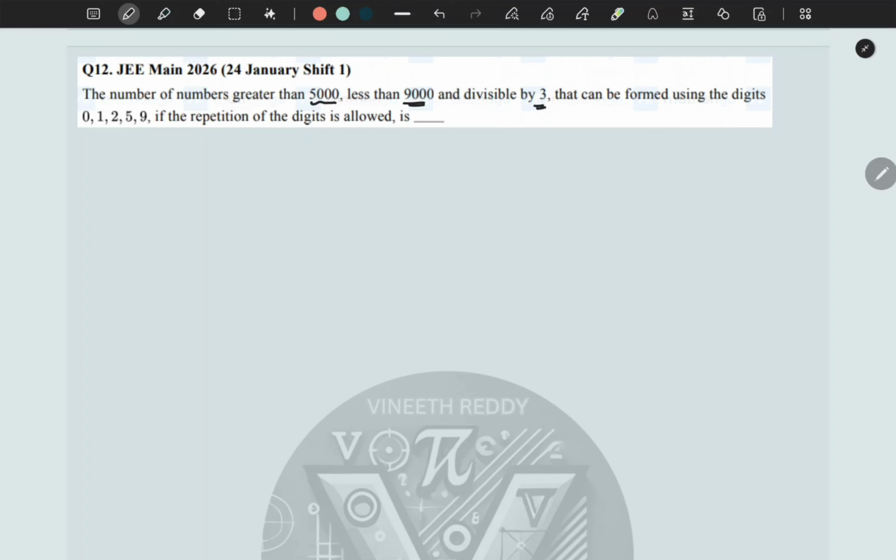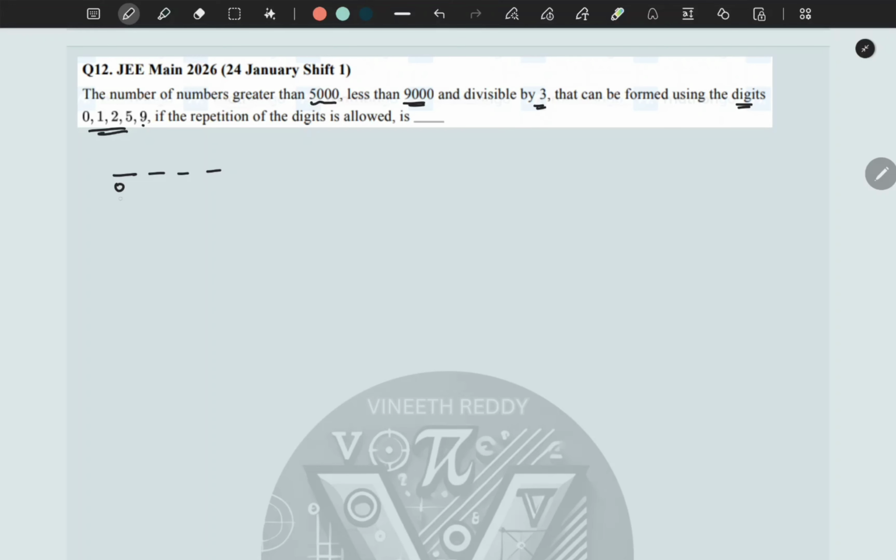Okay, what is the test of divisibility by 3, dear students? The sum of all digits should be divisible by 3. That can be formed using the digits, only these. The digits are 0, 1, 2, 5, 9. The number should be a 4-digit number.